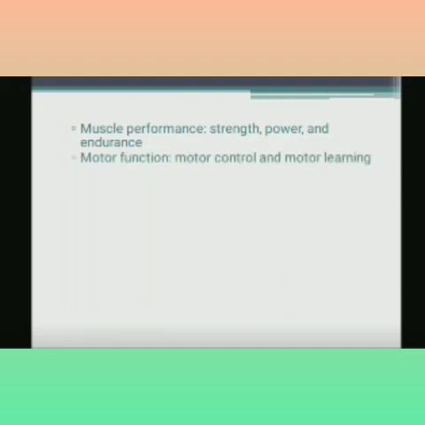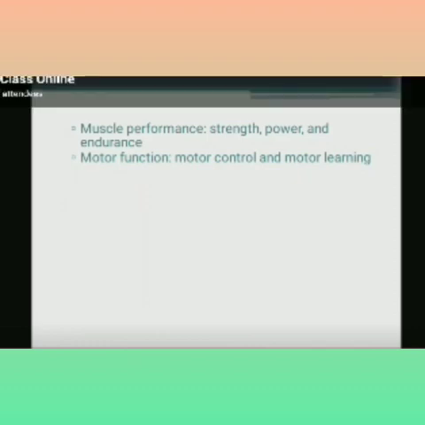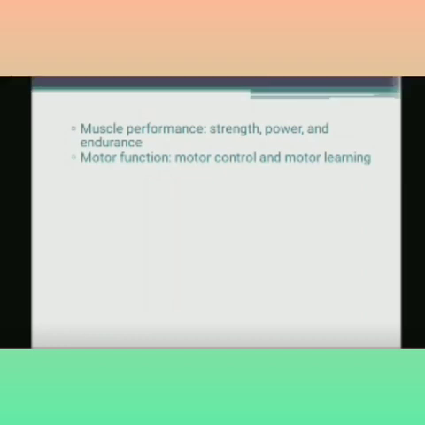Then you need to know how much motor control or motor learning is possible, because motor control will be hampered by spasticity, tremor and all those things. That may decrease the control of the performed movement. So that has to be checked.